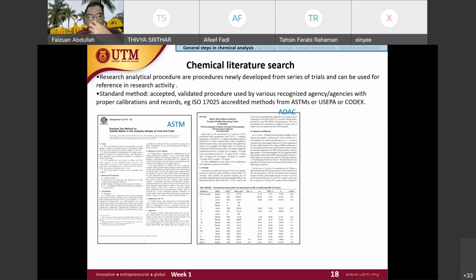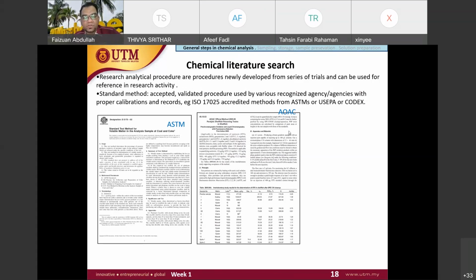We also refer in analytical chemistry. We don't just do anything as we want to do. We refer to the standard methods. If you want to take the sample, we refer to the standard methods from the beginning: how we take the sample, the sample processing or sample preparation, how to analyze, what kind of instruments, what is the range of the concentration, and so on. All of that is stated in the standard method.